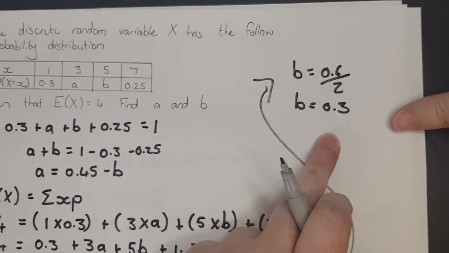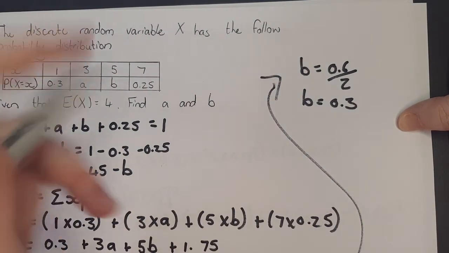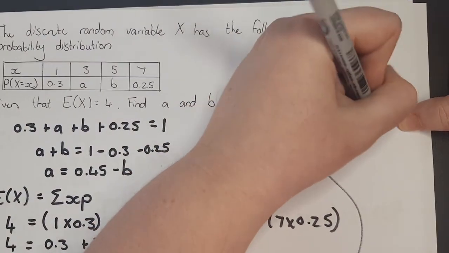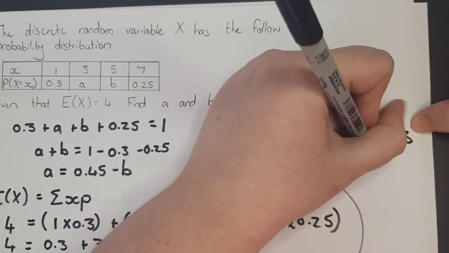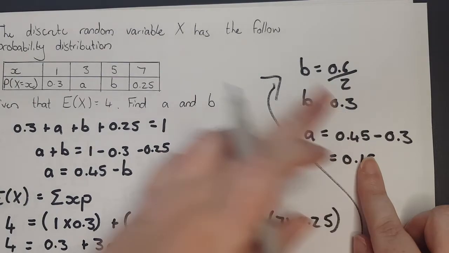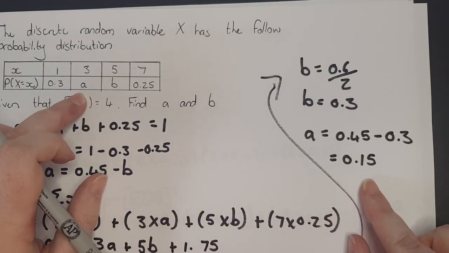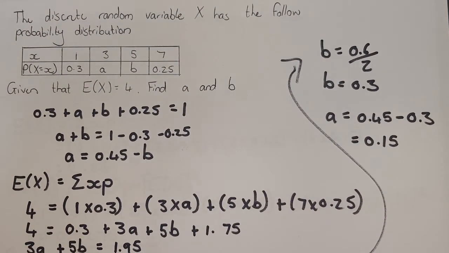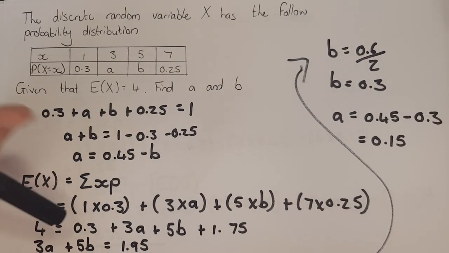Now I have the answer for B. I can sub that back in here to find the answer for A. So A is going to equal 0.45 minus 0.3, which gives me 0.15. So now my probability for B is 0.3 and my probability for A is 0.15. So I can always use all the information given as long as I know the formulas. I can always make different equations to solve for the unknowns that I have.